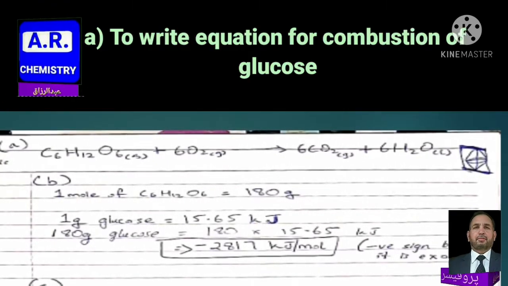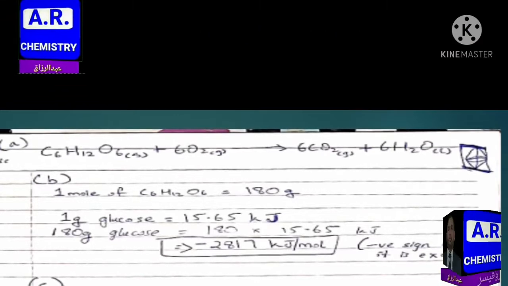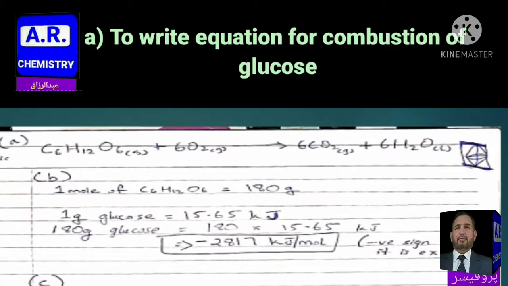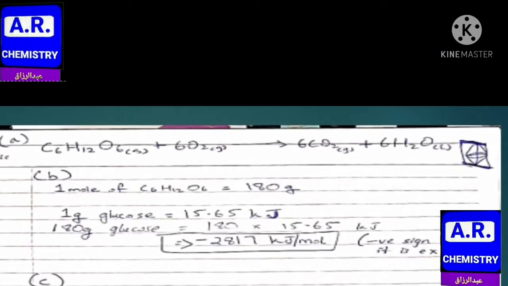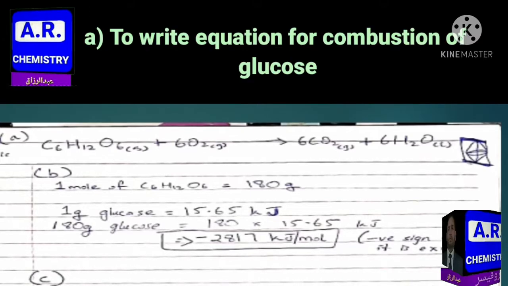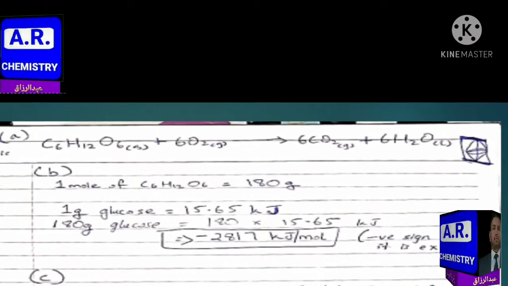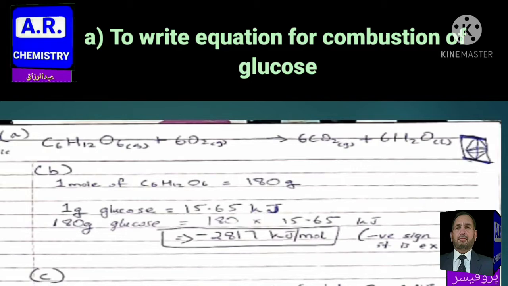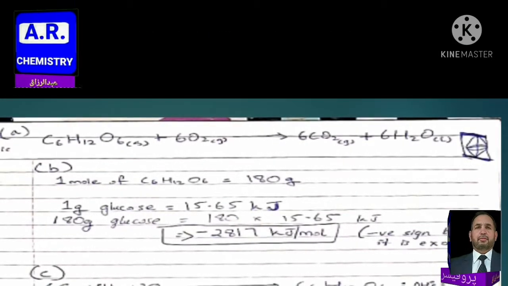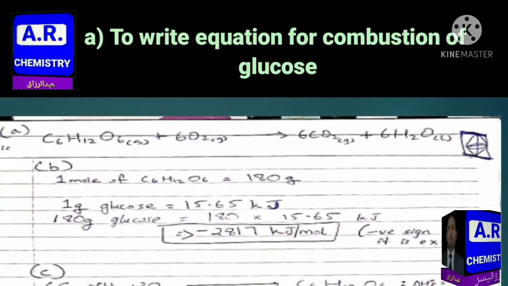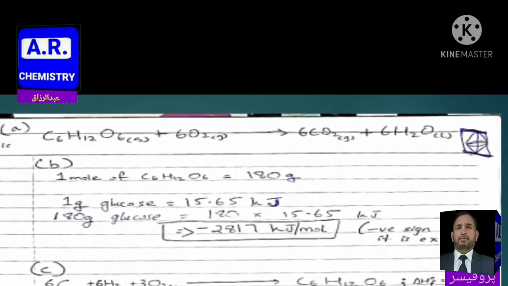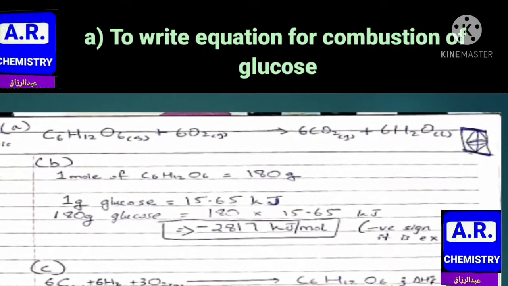So first, part A is to write the balanced equation. I have just told you, and you are also watching it on your screen. C6H12O6 plus O2 along with physical states, then an arrow, and the products are carbon dioxide and water. 6 moles of carbon dioxide and 6 moles of water are produced.